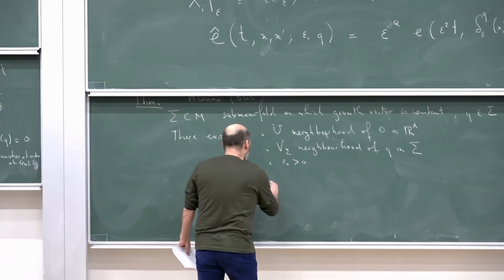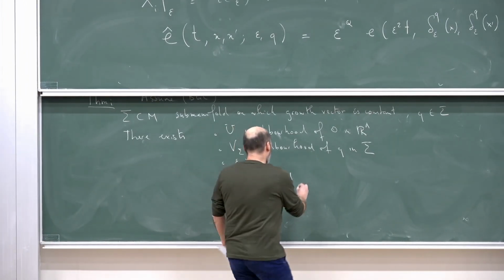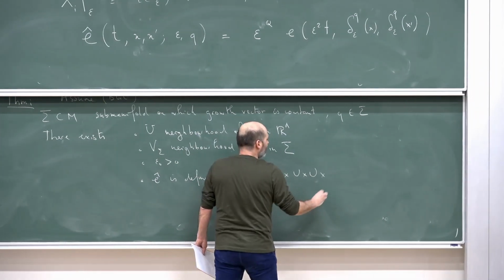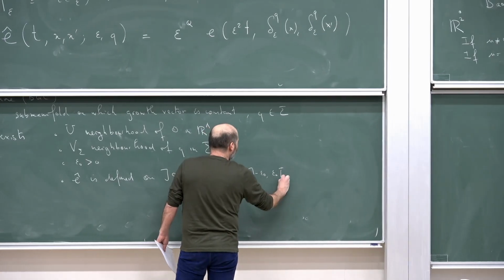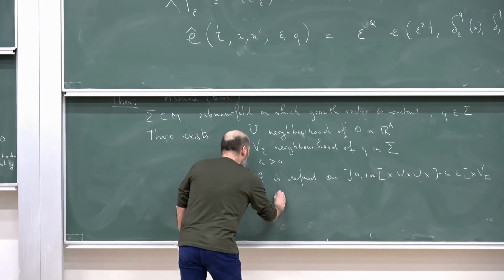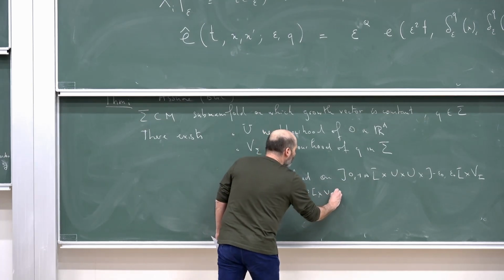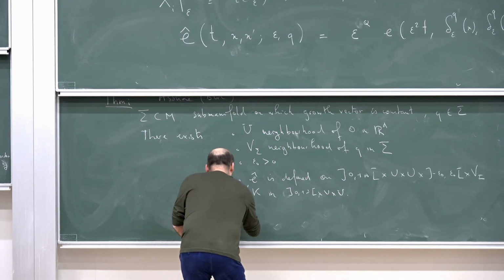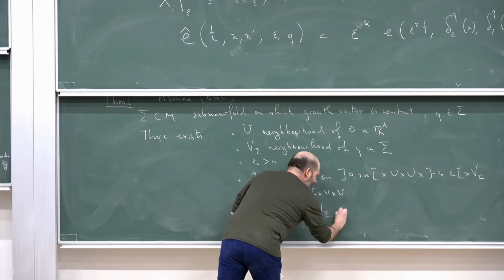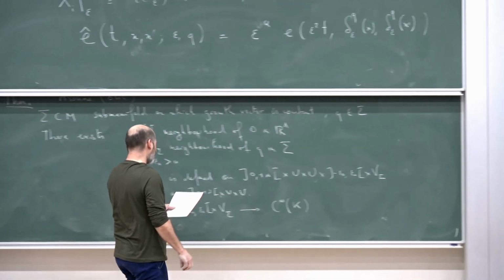And once you have that, E hat is defined on 0 to plus infinity times U times minus epsilon 0 to epsilon 0 times V sigma. And for any compact K in U, E hat, seen as a function of the parameters, goes from minus epsilon 0 to epsilon 0 into the smooth functions on K. This is smooth.